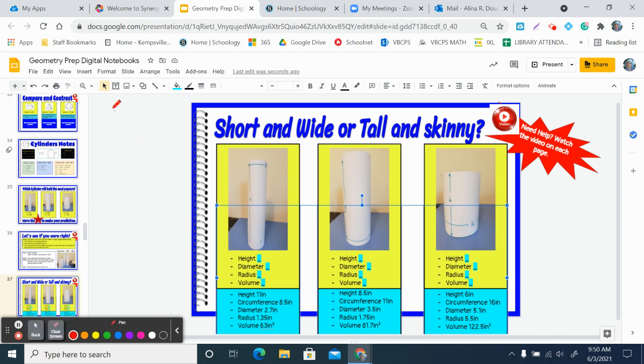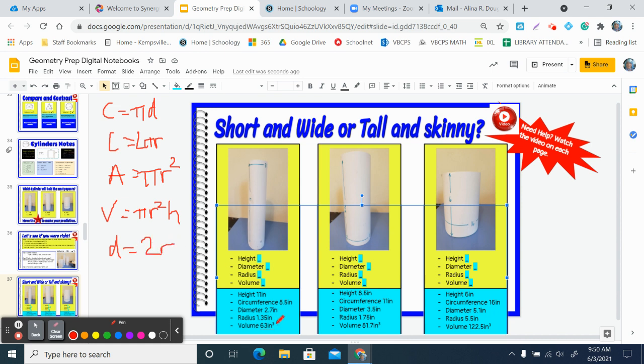Remember that the formulas you need to know are circumference equals pi times the diameter, and circumference equals 2 pi r. Area equals pi r squared, and then the volume is the base times the height, and when the base is a circle, that's pi r squared h. And then we also need to know that diameter equals 2 times the radius.